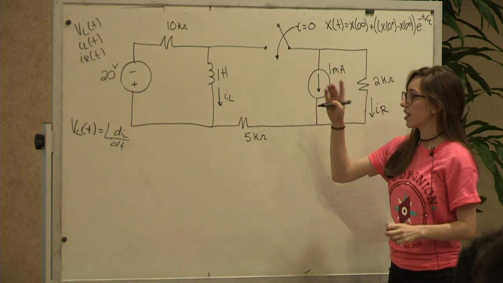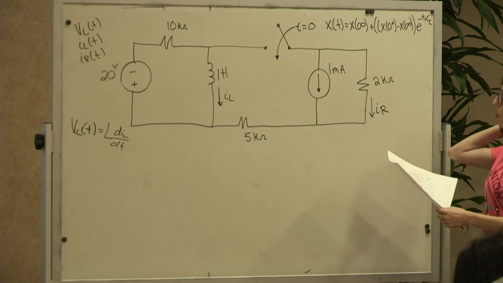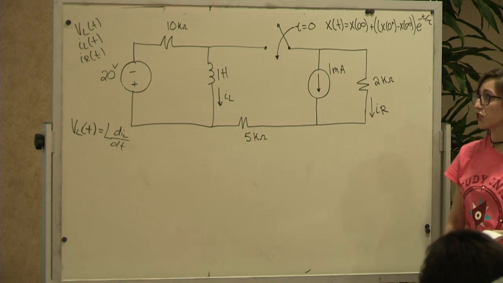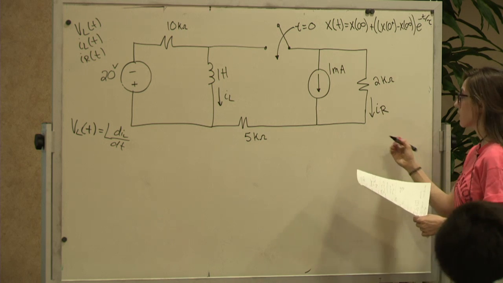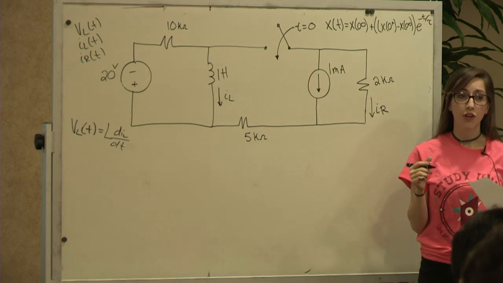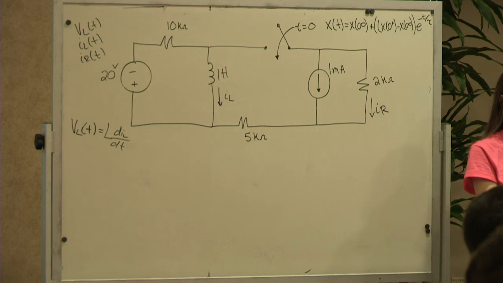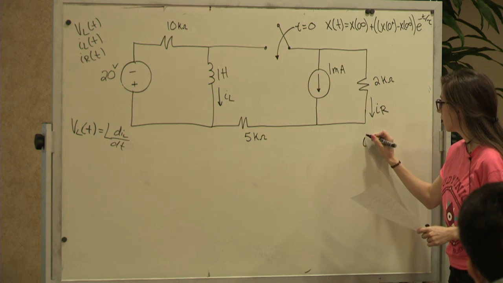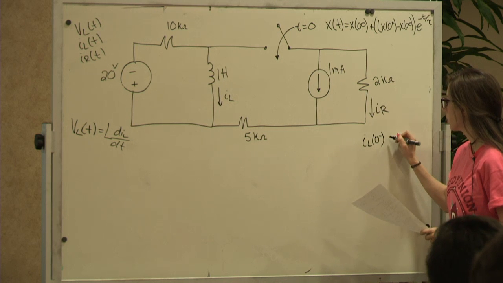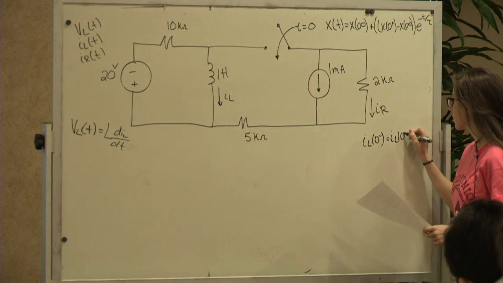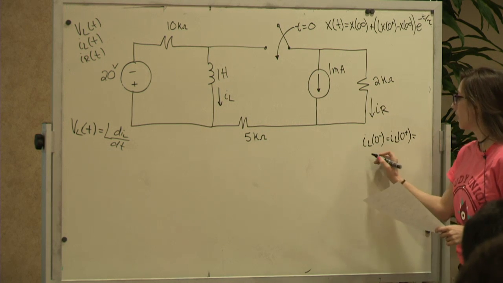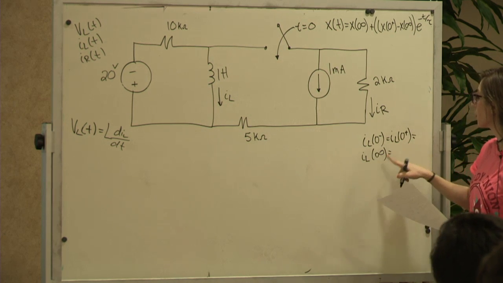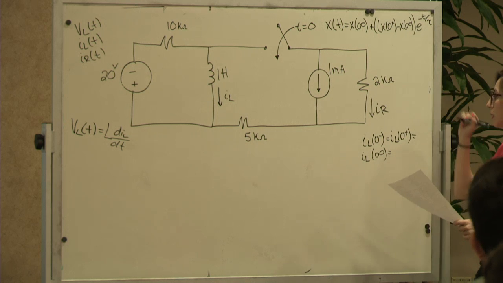So now let's set up what we want to look for. We don't want to just start the problem. Like I said, we don't want any of the initial conditions of the VL. We don't need those. What about IL? Current can't change instantaneously in an inductor. So your IL of 0 minus will equal your IL of 0 plus. And then we want to also find our IL of infinity, because we'll use 0 plus and infinity, it's just to plug it in.